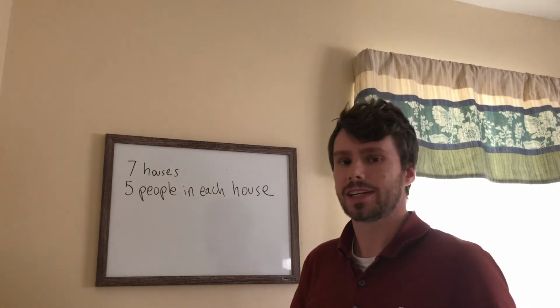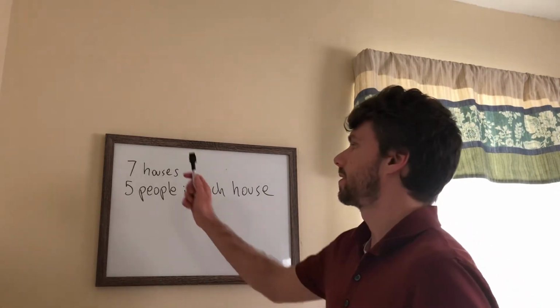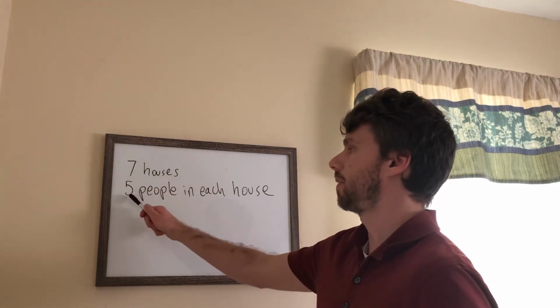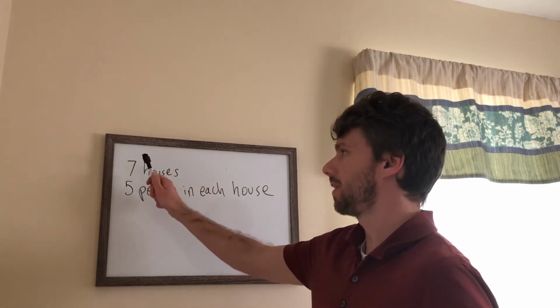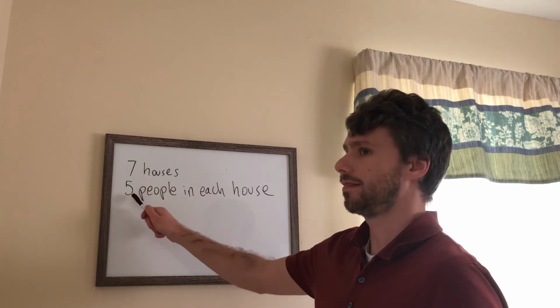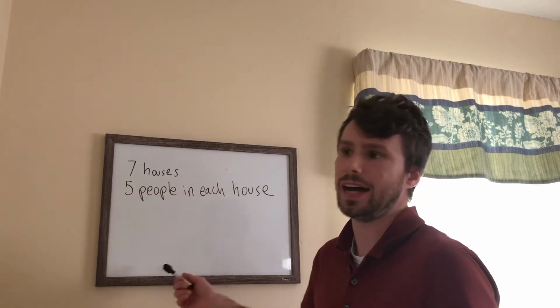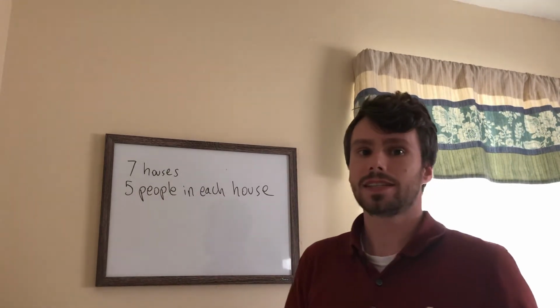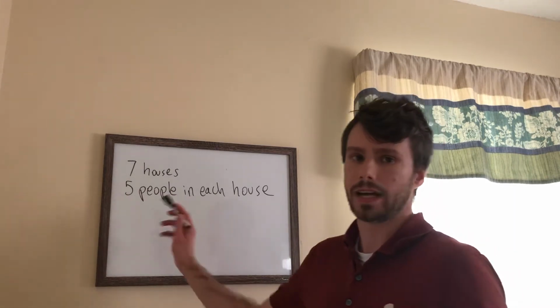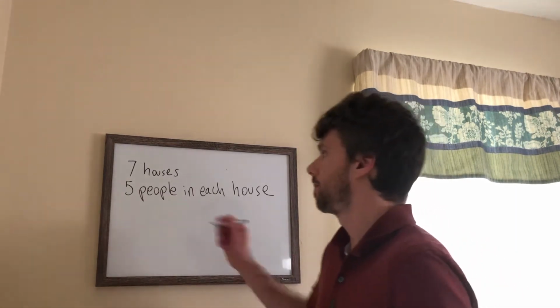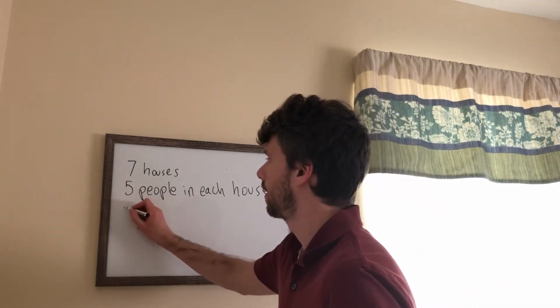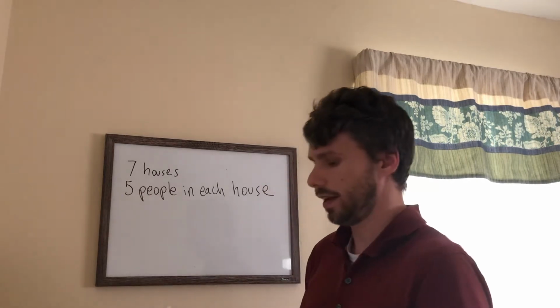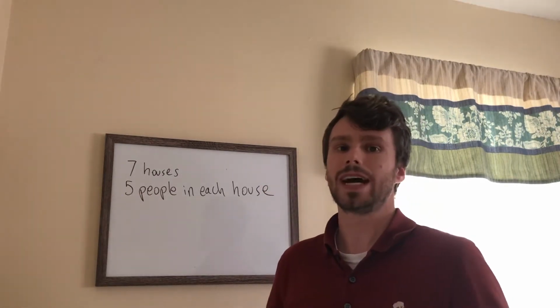Our strategy is going to be to multiply 7 houses times 5 people per house. So we're going to multiply 7 by 5. We have a strategy. We have a plan of action. So the next thing we want to do is, before we actually do the multiplication on that, before we do the multiplication, we want to estimate.